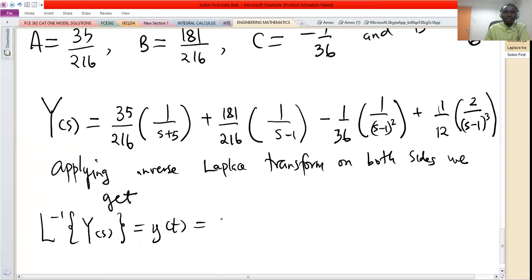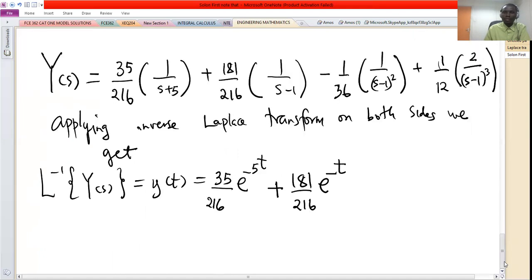Now, the inverse Laplace of this one will give us 35 over 216 times the inverse of this one, which will give me e raised to the power minus 5t, which is a standard one. And then plus 181 over 216. This is also another standard one, which will give you e raised to the power minus t. Next one will be minus 1 over 36, e raised to the power t. This is also another standard Laplace transform. And then plus 1 over 12 t squared e raised to the power t.